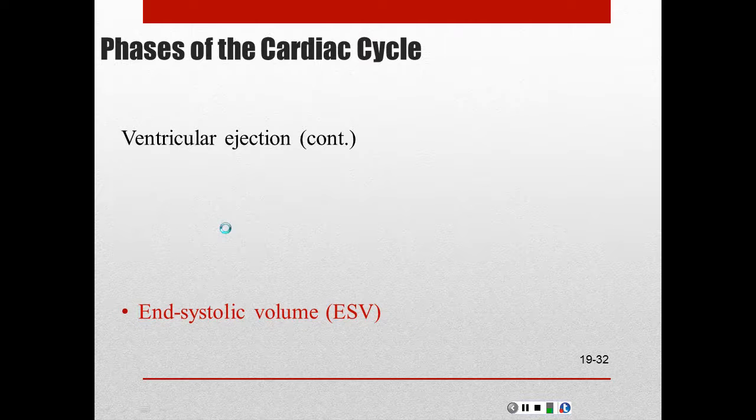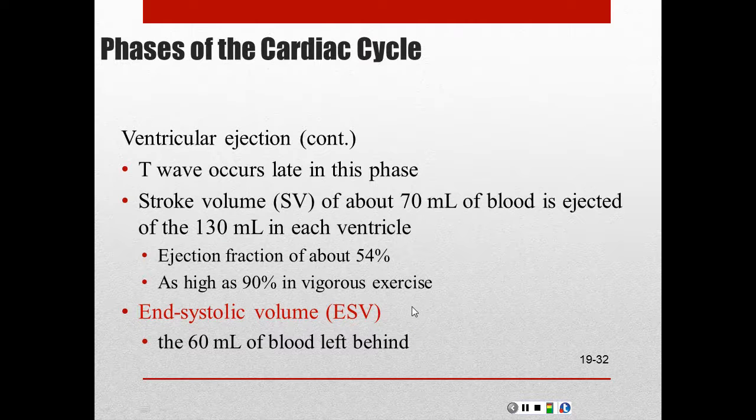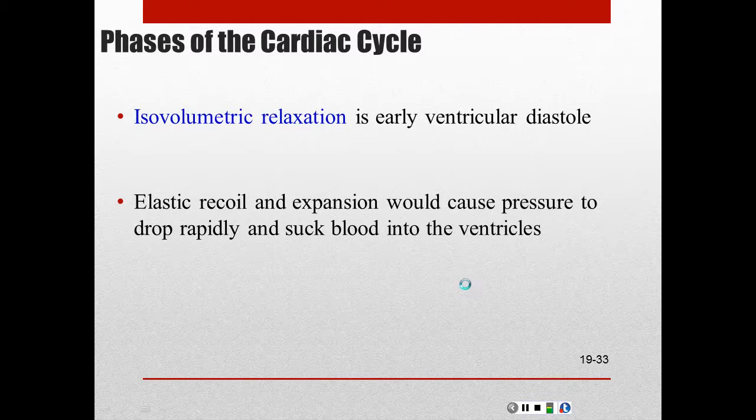Okay, so this one here where we talked about the ejection fraction and the end systolic volume, which is the amount of blood that's left inside the ventricles after the blood's been ejected out. We already know that with vigorous exercise, the ejection fraction may be as high as 90%. Now, a diseased heart may eject much less than 50%. So this fourth phase, yep, we're on number 4.